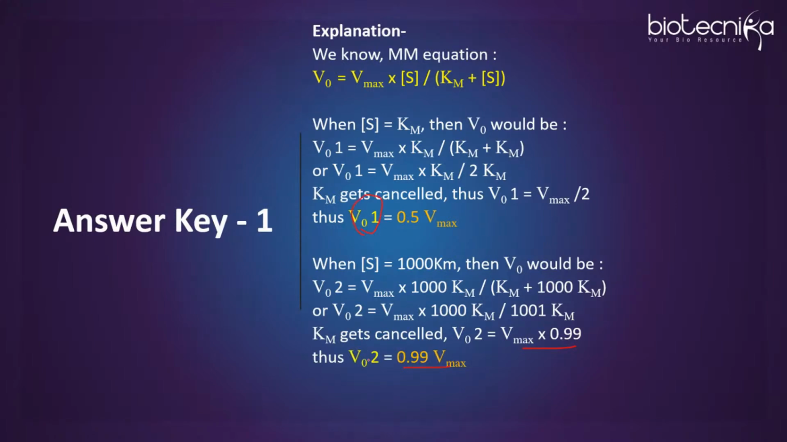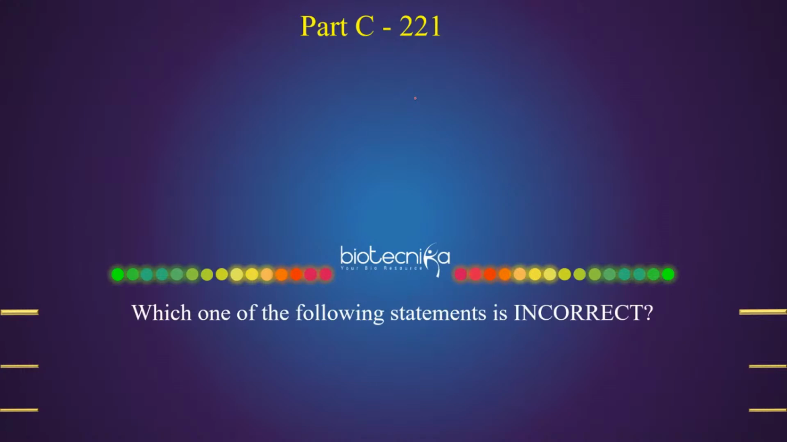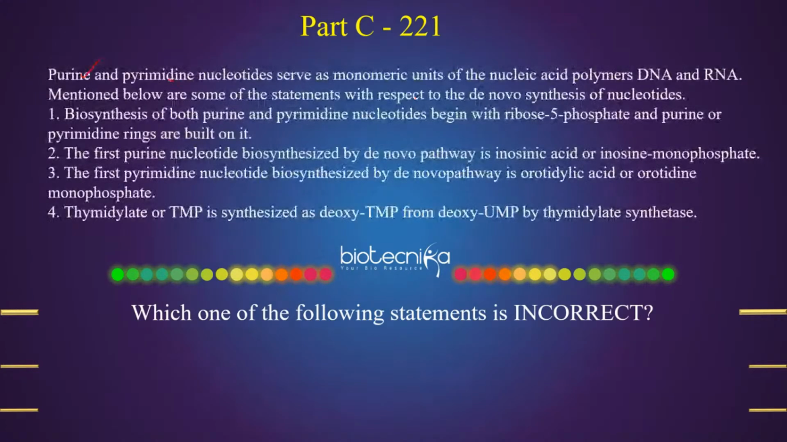So you have got your V01 and V02. You have to find out the difference. All you have to do is V02 divided by V01, that is 0.99 Vmax divided by 0.5 Vmax. Vmax gets cancelled. 0.99 by 0.5 is 1.98. First option is the correct answer. Okay. And then one more question was there for purine and pyrimidine nucleotide.